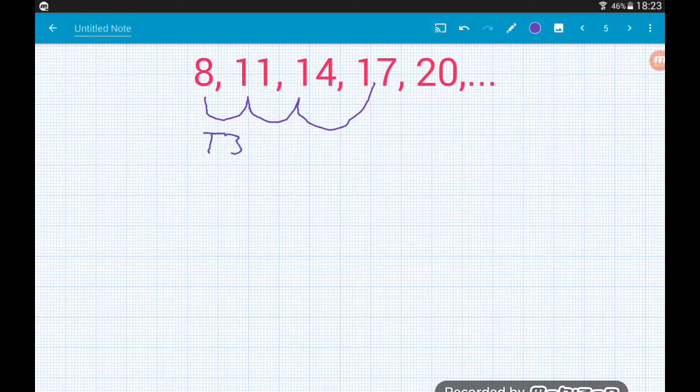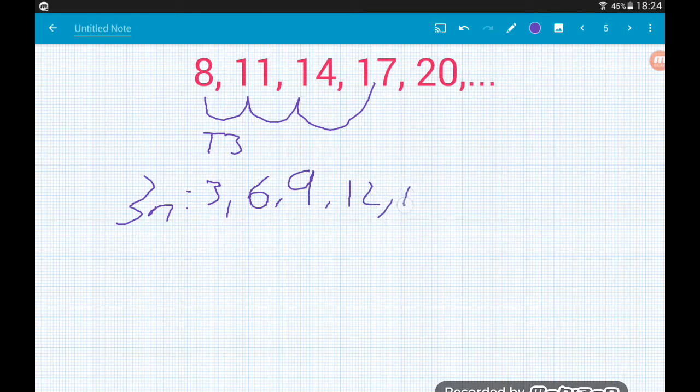So here, to get from 8 to 11, we're adding 3, and it's the same all the way through because it's a linear sequence. So that tells us that our nth term is something to do with 3n. So if we write out a few terms of our sequence 3n, 3 times 1 is 3, 3 times 2 is 6, 3 times 3 is 9, 12, 15, etc. And that's going to carry on forever and ever and ever. So again, that's not our sequence.